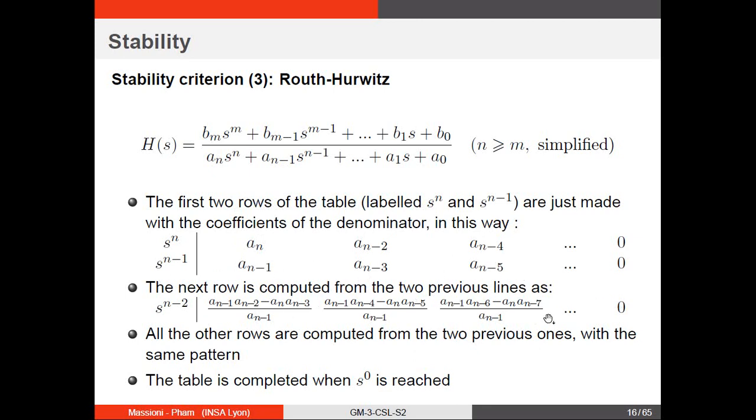Then you continue creating these lines until S to the power 0, as I said, by using this procedure here from the previous two lines. So basically you can see this term over here, it's a bit complicated, the expression, but you can take the time to read it and digest later on. But basically you have to do this one times this minus this one times this, divide by this one. For this one it is this one times this one minus this one times this one, divide again by this one, etc., etc., until you fill all the line. And then you continue for the following line, just use the same pattern, applied to the previous two lines.